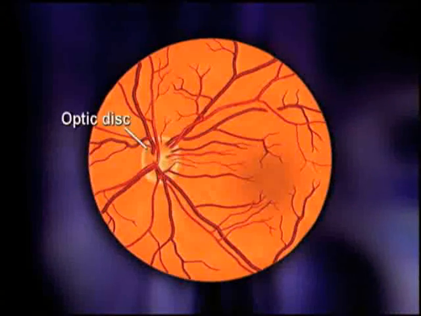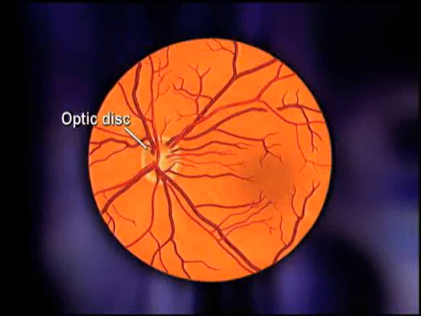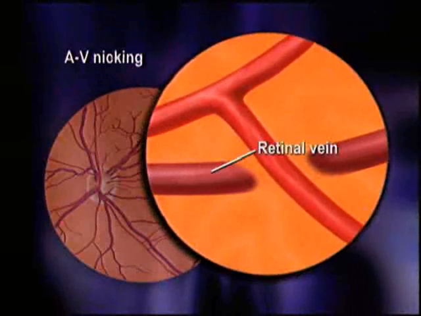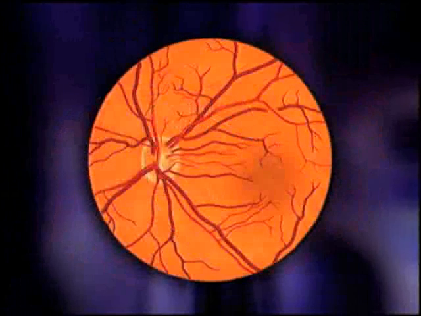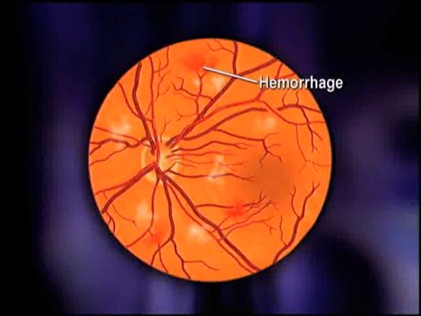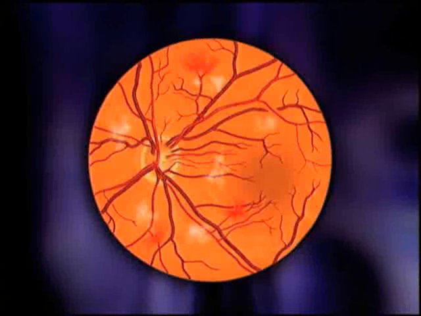Signs of irreversible retinal damage begin in Stage 2 hypertension, when the retinal arteries narrow and thicken to protect the delicate retinal structures from high pressure. This causes AV nicking, in which retinal veins appear nicked or cut where they cross retinal arteries. As the high blood pressure overcomes the arteries, bloody fluid leaks into the retina, forming retinal hemorrhages, and soft white exudates known as cotton wool patches. Then the optic disc swells, resulting in papilledema.